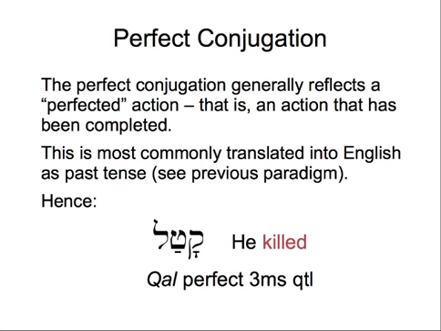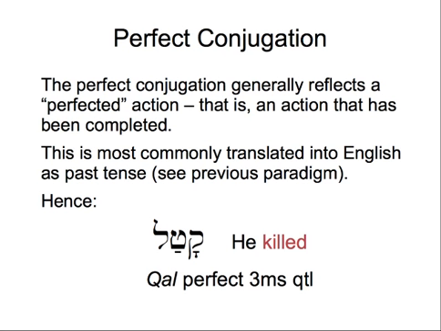We'll look first at the perfect conjugation. Generally, as far as aspect goes, the perfect conjugation denotes a perfect action. I don't mean that it's an excellent action, but that it's a perfected action, an action that has been completed. Of course, if an action has been completed, most likely it refers to an action that happened in the past. And so we most commonly translate perfect verbs as past tense verbs in English.